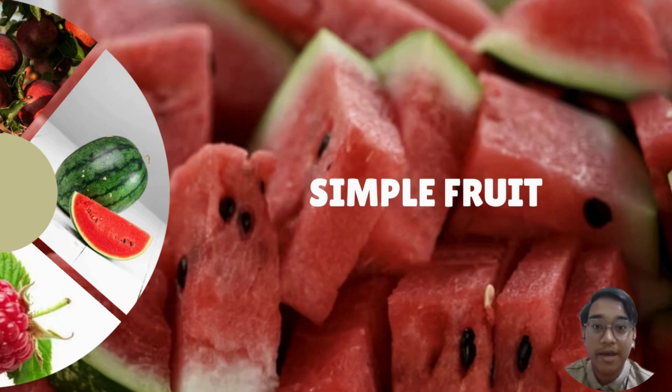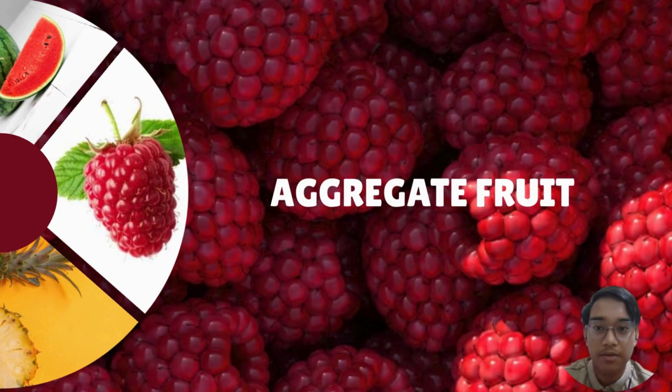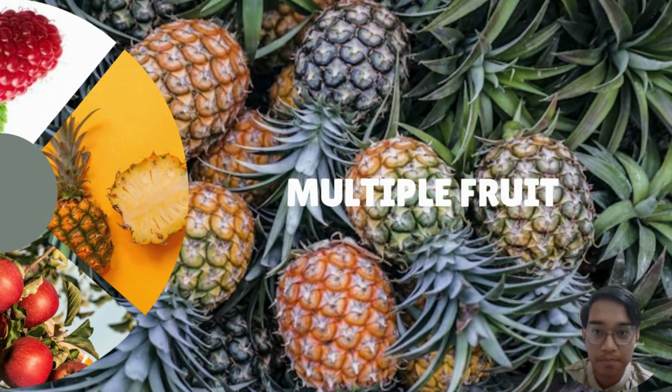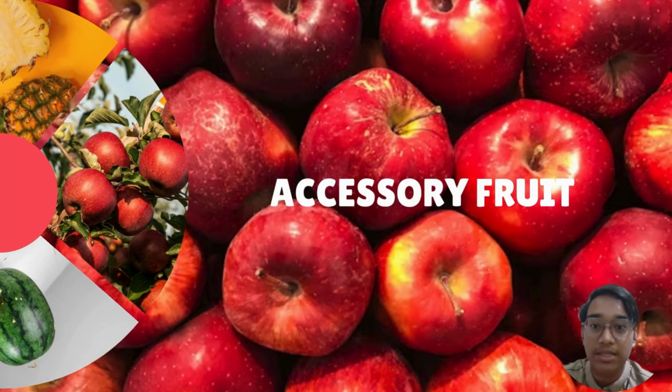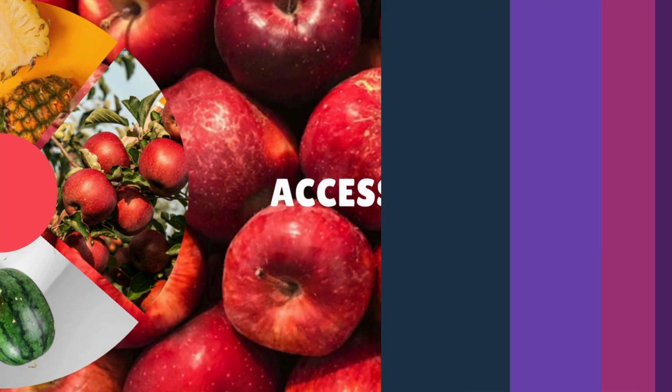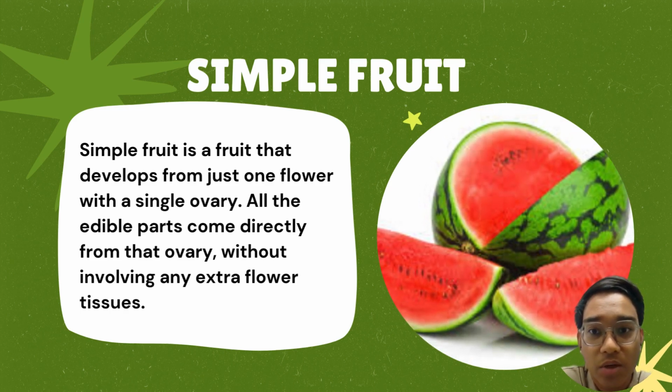So now is the types of fruit. The first one is simple fruits. The second is aggregate fruits. The third is multiple fruits, and lastly the accessory fruits. For the simple fruits, I will explain in detail. A simple fruit is a fruit that develops from just one flower with a single ovary. All the edible parts come directly from the ovary without involving any extra flower tissues.